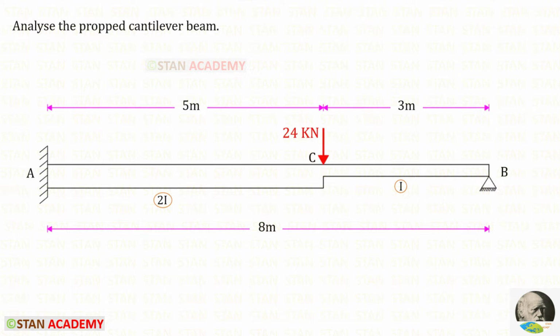Hello everyone. Today we are going to analyze this propped cantilever beam. In this beam there is a point load of 24 kilonewton. It acts at a distance of 5 meter from the fixed end. The total length of the beam is 8 meter. In this beam we have different moments of inertia. For AC the moment of inertia is 2I and for CB it is I.